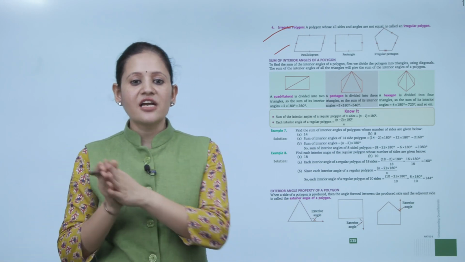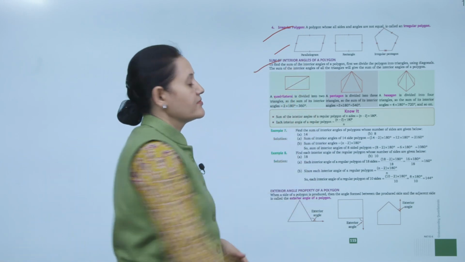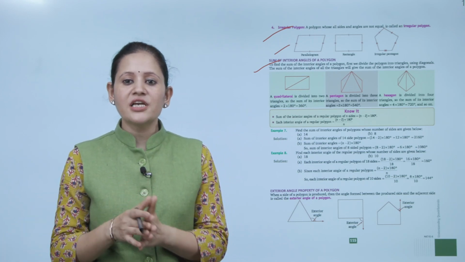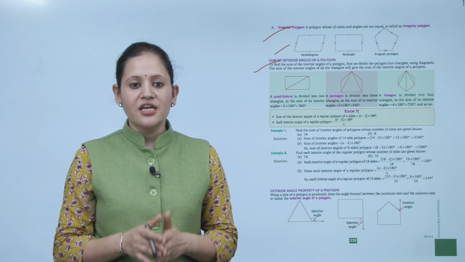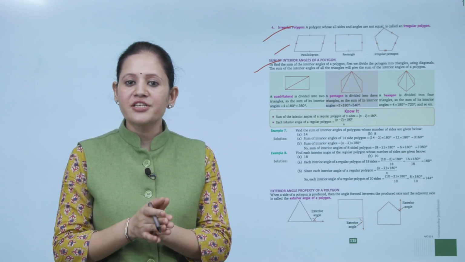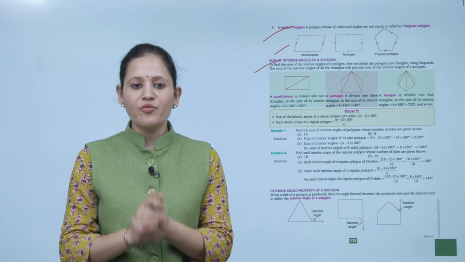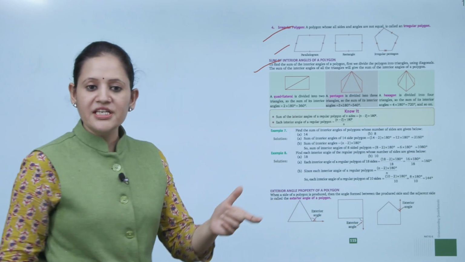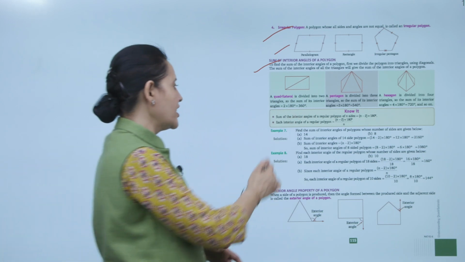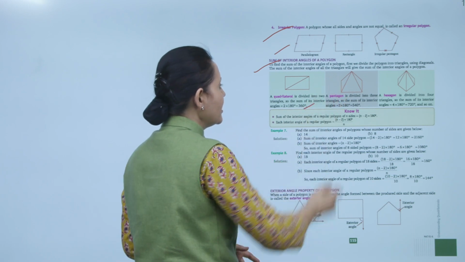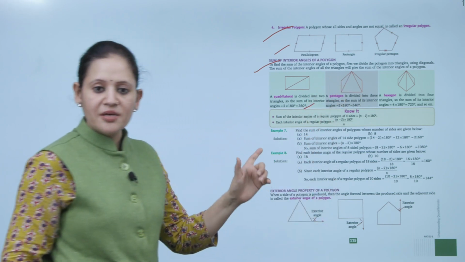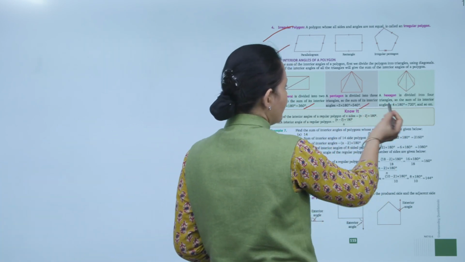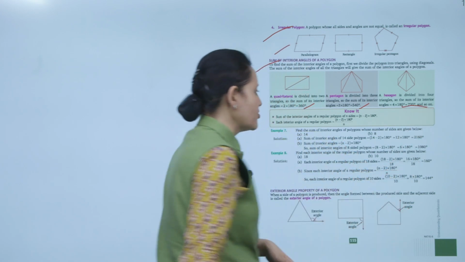Next is sum of interior angles of polygons. To find the sum of interior angles of a polygon, first we divide the polygon into triangles using the diagonals. The sum of the interior angles of all the triangles will give the sum of interior angles of the polygon. Like here, quadrilateral is divided into two triangles, so sum of interior angles is 2 into 180, that is 360. Pentagon is divided into three triangles, so sum will be 3 into 180, 540. Like here, 4 into 180, 720 and so on.